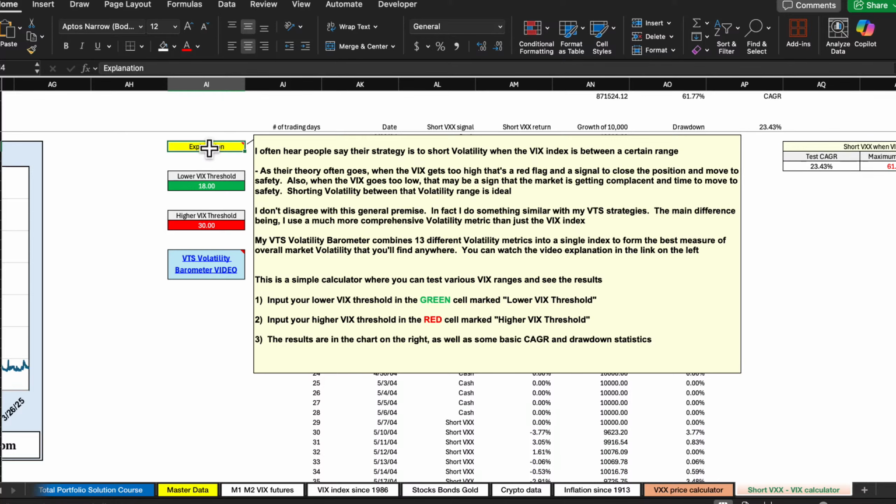But essentially, hopefully people can see this, but I've done a little write-up here. I'll read a little bit of it. It basically says, I often hear people say this strategy is to short volatility when the VIX index is between a certain range. As their theory goes, when the VIX gets too high, that's a red flag and a signal to close the position and move to safety. Agreed. Also, when the VIX goes too low, that may be a sign that the market is getting complacent and time to move to safety. Also agree. So you basically play the short VXX trade in between that range. And then I go on to say, I don't disagree.